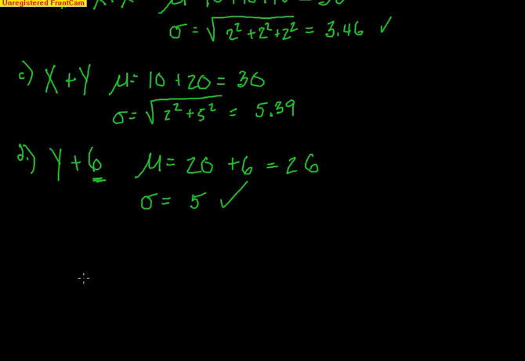Now, next, this is a neat one. Ready? Let's talk about y minus x, the difference between x and y. When you're working with mu, so easy. Y had an expected value of 20. Minus x had an expected value of 10. That means there's a difference of 10. 20 minus 10 is 10. That is easy. What about the standard deviation?